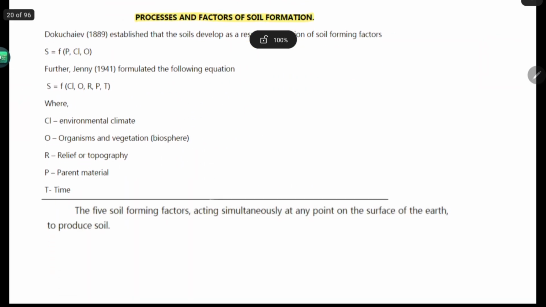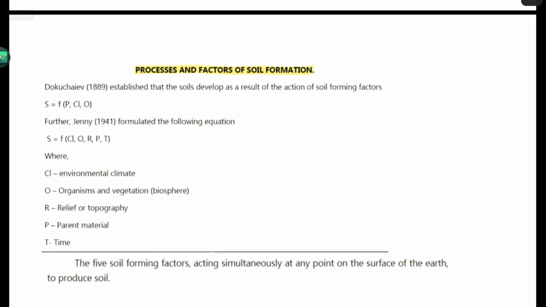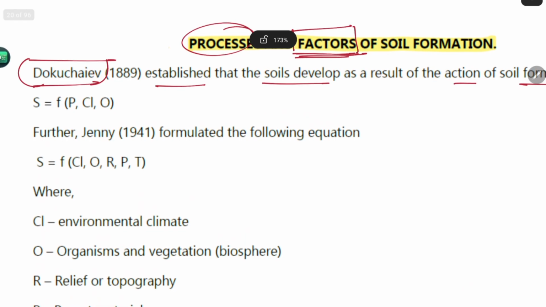So let's see the soil forming processes. Before going to the process, we have to see the two scientists who gave the factors of soil formation. So first, the Doctor established that the soil developed as a result of the action of soil forming factors. So which factors are they? He mentioned the parent material, P for parent material, the next, climate, and the next one is organism. So he mentioned that there are three soil forming factors which basically help in the process or ease of soil formation.